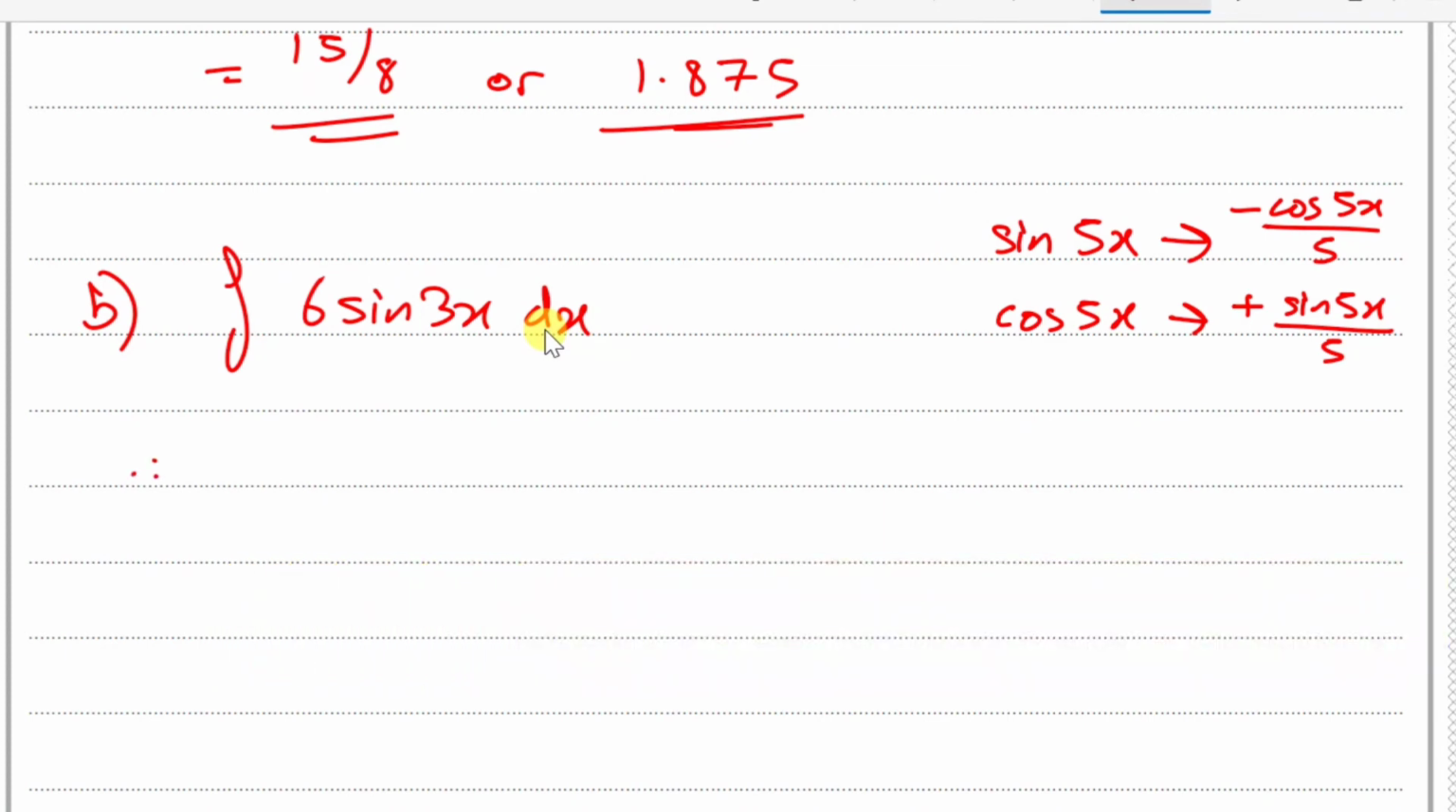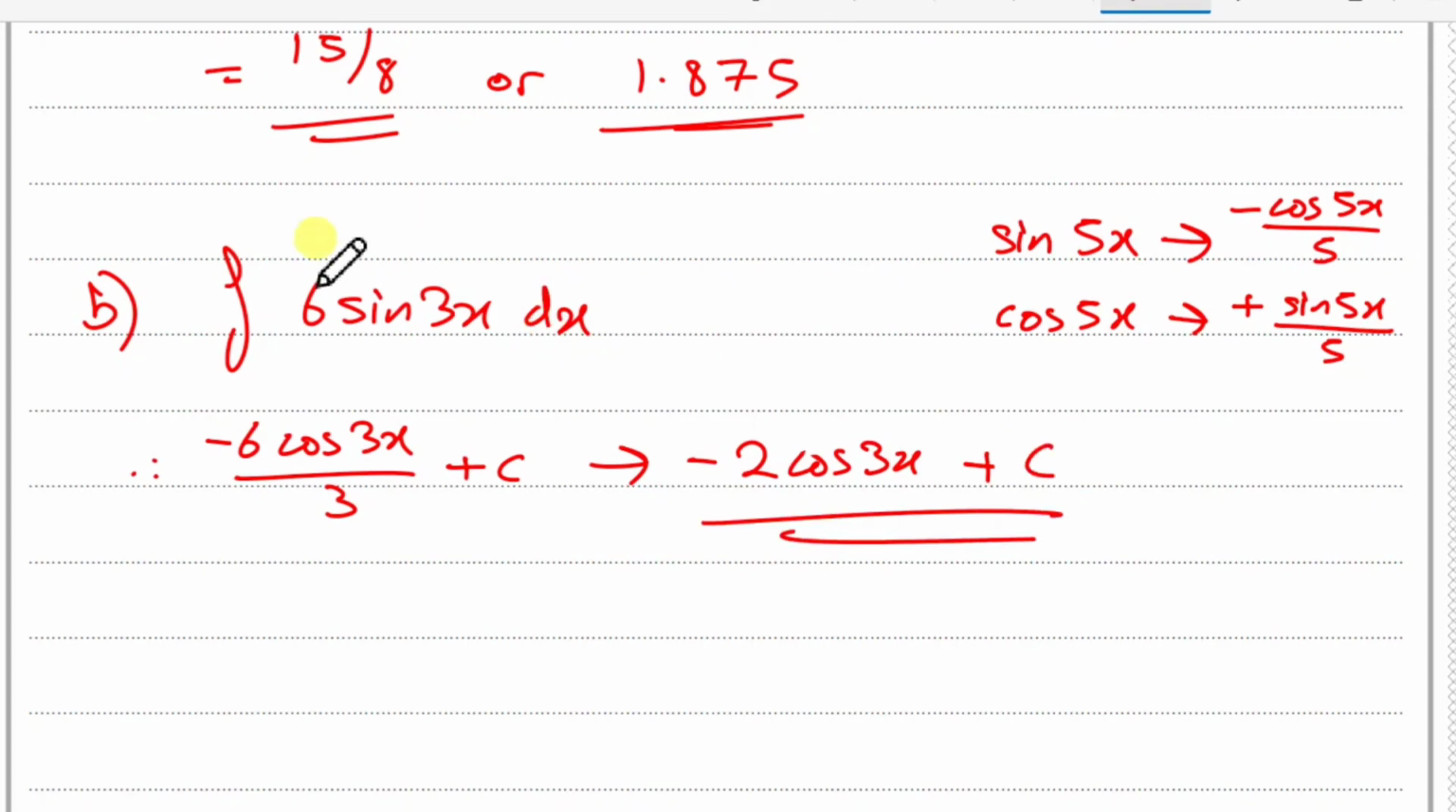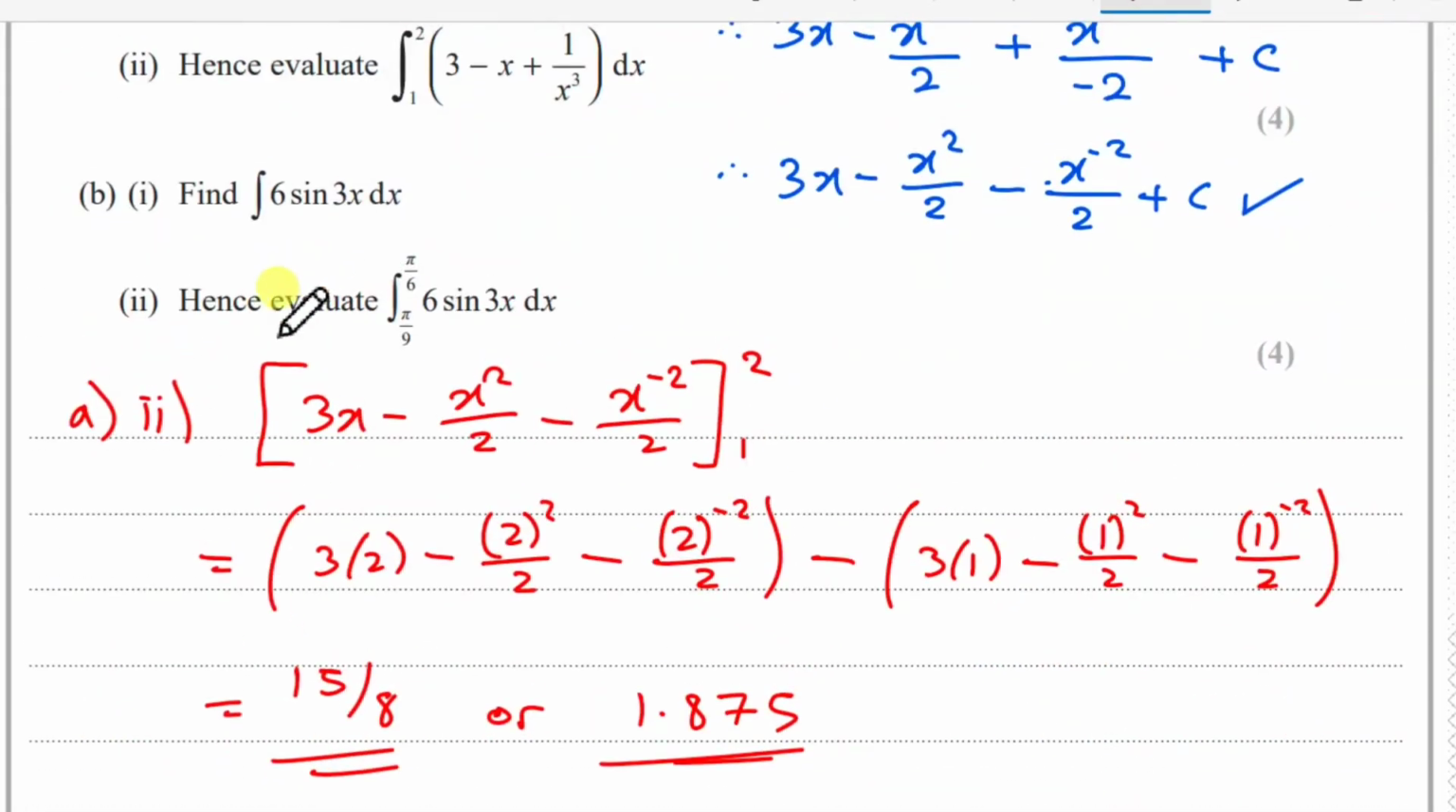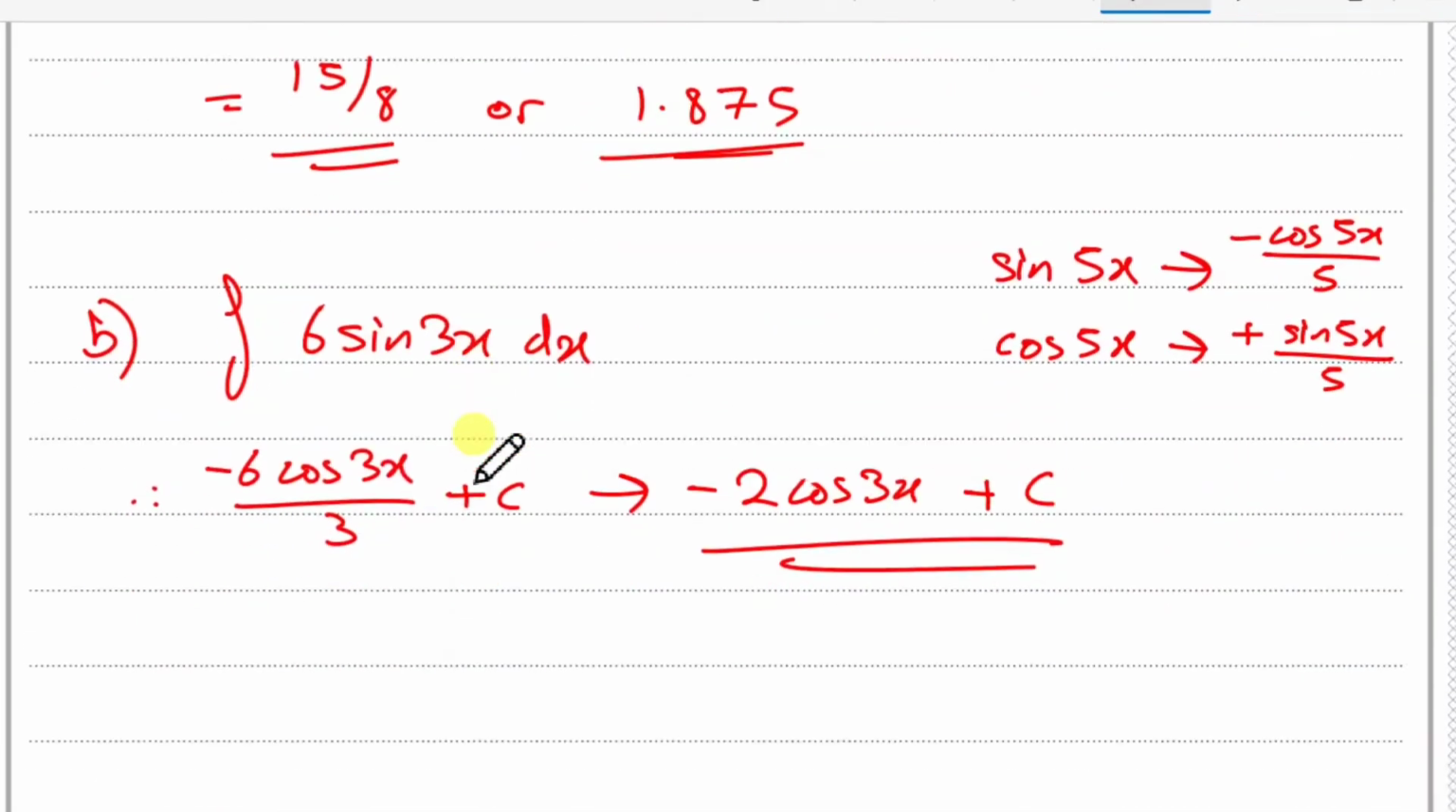When you've got a 6, you can just ignore that. So just keep the 6, integrate that one, so it'll be minus 6 cos 3x over 3, and then write plus c. And then tidying this up, guys, 6 over 3 is 2, so minus 2 cos 3x. And then don't forget the plus c. So that part's done. And let me guess, evaluate now between pi over 6 to pi over 9.